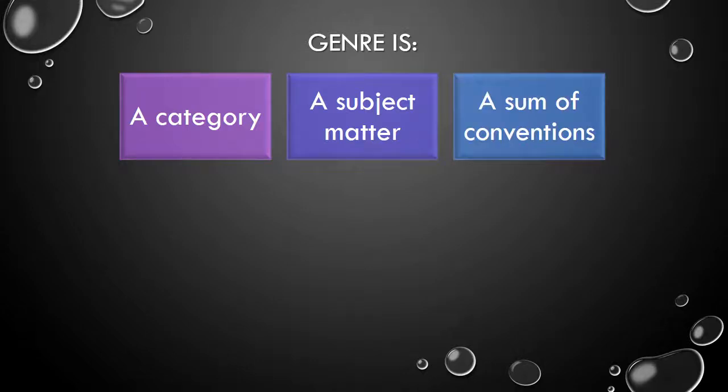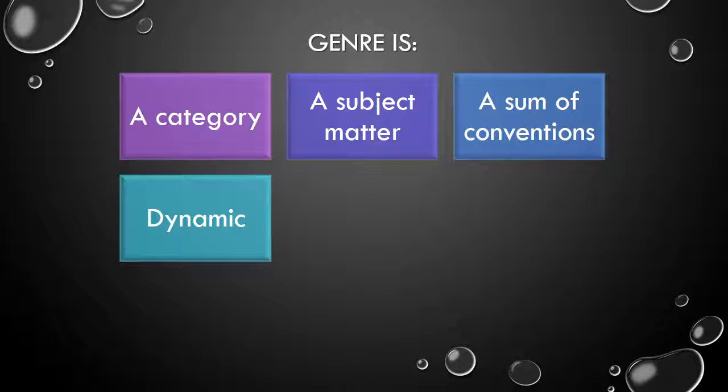You can also see it as a sum of conventions. Historically, a lot of genre researchers have seen it this way, where they have tried to categorize just lists of conventions. So the Gothic novel has to have a heroine who does this, and a hero who does that, and a villain that does this. It has to have supernatural things. A sum of conventions. So you can think of it that way too.